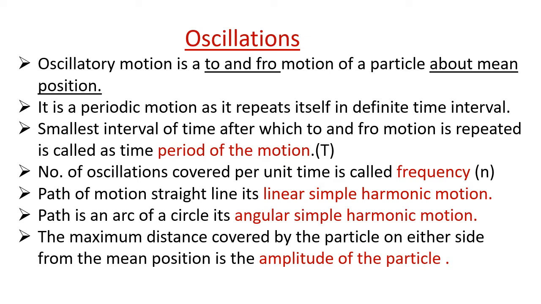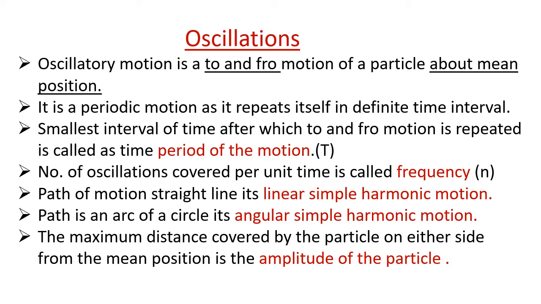Now depending on the path taken by the particle, the oscillatory motion can be distinguished as simple harmonic motion and angular simple harmonic motion. If the path taken by the particle is a straight line, it is called linear simple harmonic or only simple harmonic motion. And if the path taken by the particle is an arc of a circle, it is called angular simple harmonic motion.